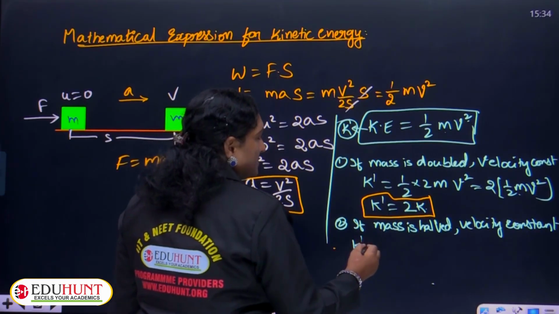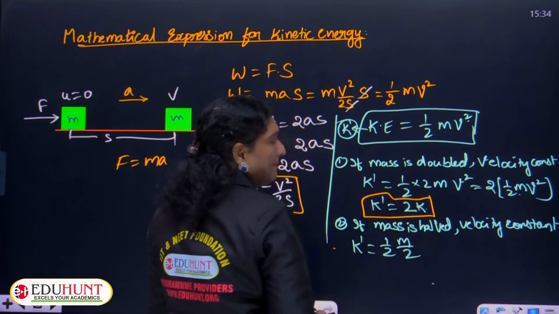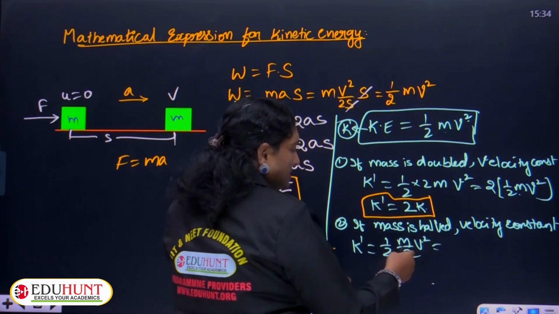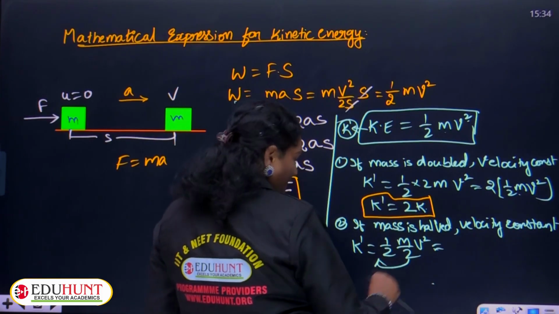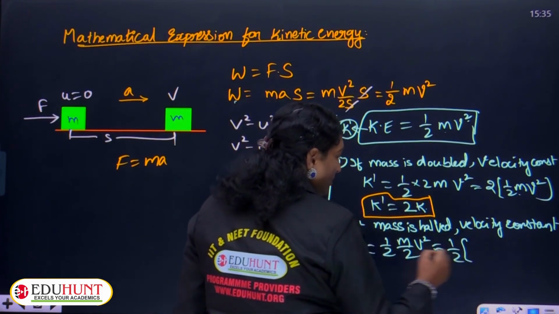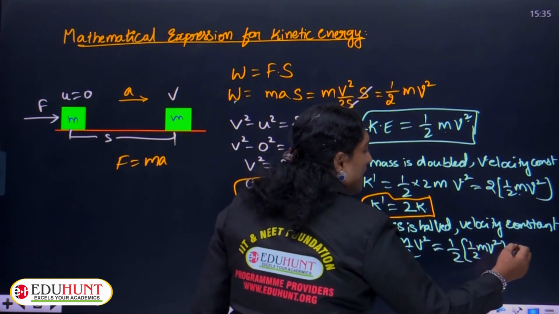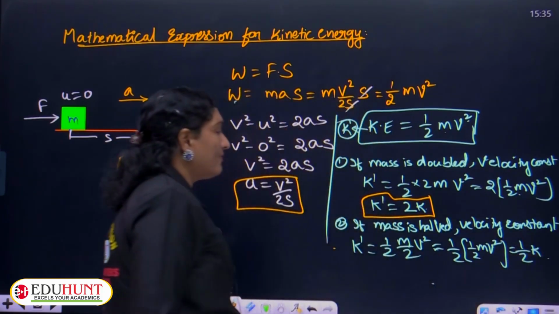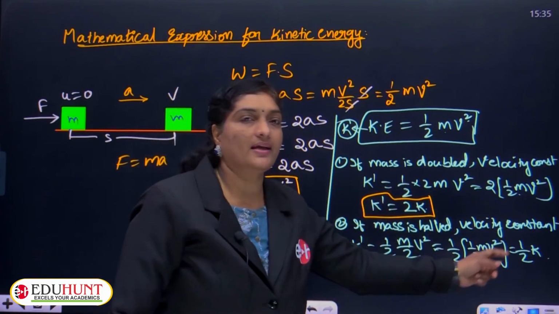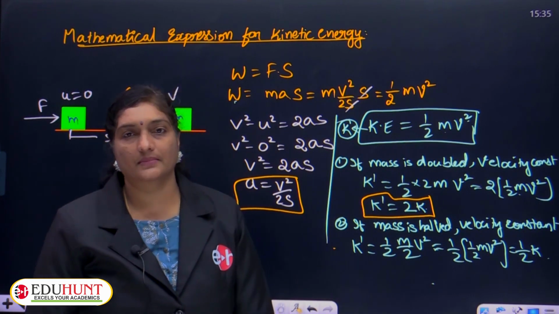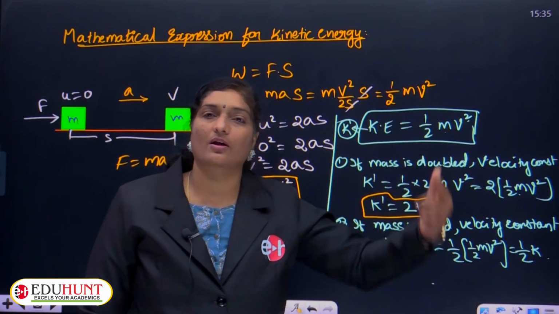The new kinetic energy equals half as it is. Instead of m, now it will become m by 2, into v square. So, this 1 by 2 and the 2, I'll bring it forward. Then what happens? 1 by 2 times, already 1 by 2 is there, and mv square. So, this equals half of old K. So, whenever mass is doubled, kinetic energy also gets doubled. Whenever mass is halved, kinetic energy also gets halved. Is that clear, children?